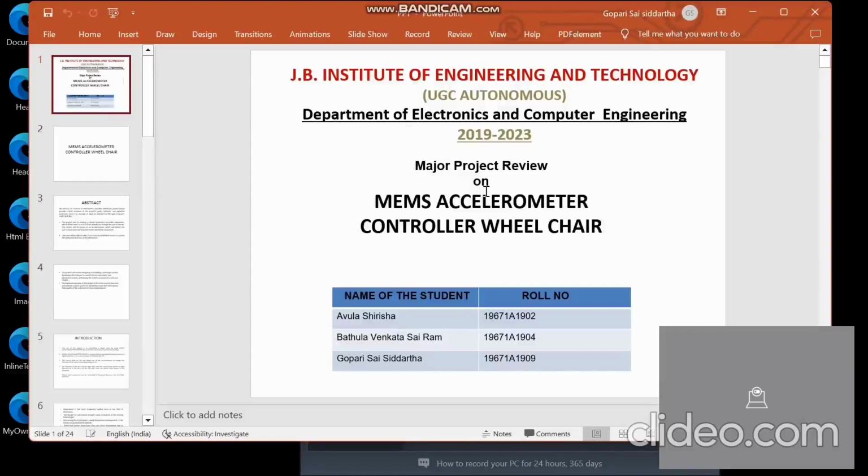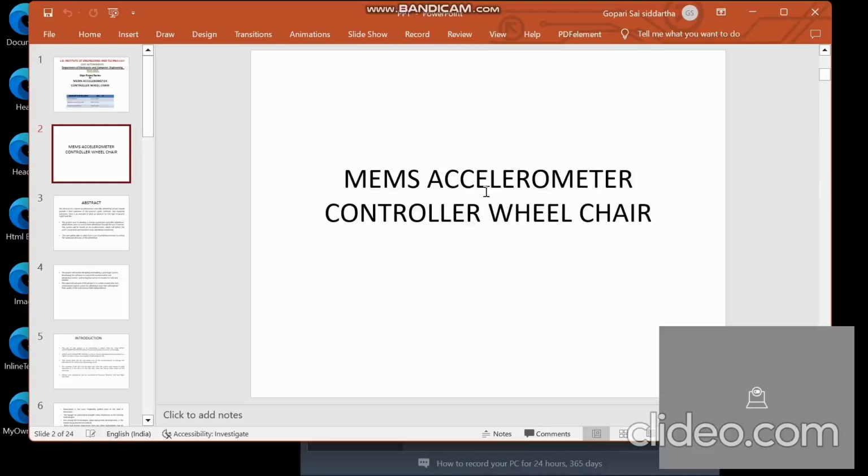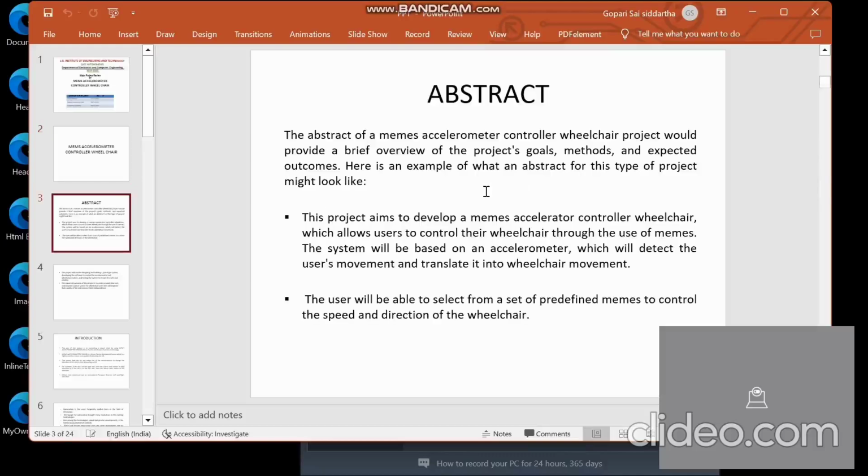College is AB Institute of Engineering and Technology, and we are from the Department of Electronics and Computer Engineering. And I am Gopari Sai Siddhartha, and my team members are Avula Shirisha and Battula Venkata Sairam. Our project is on MEMS Accelerometer Controller Wheelchair.